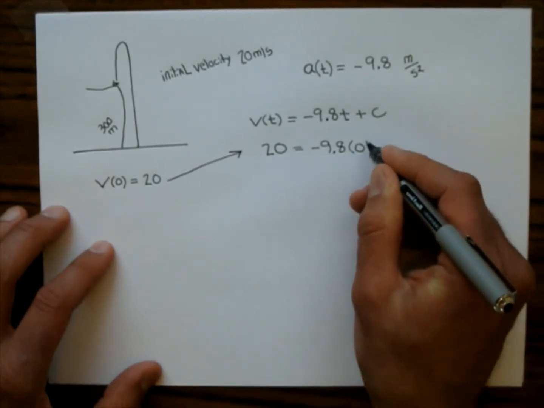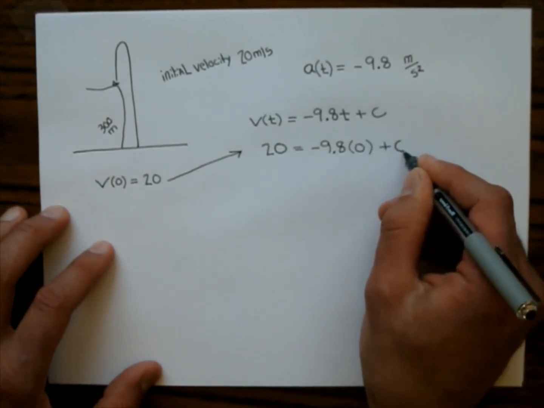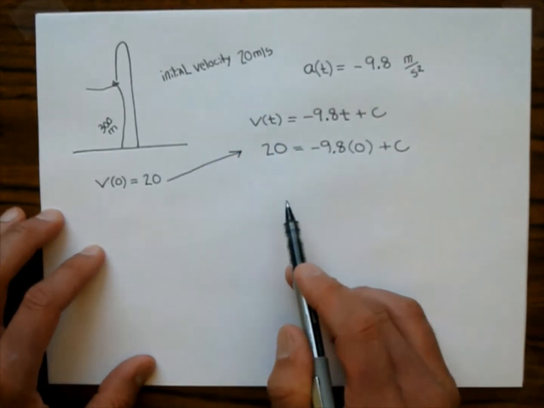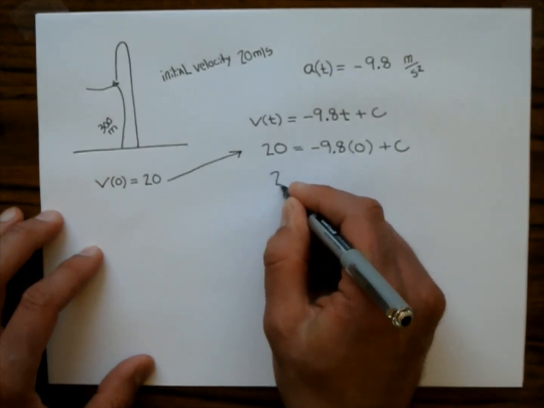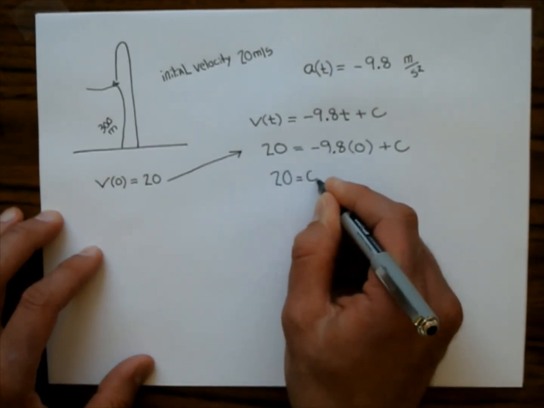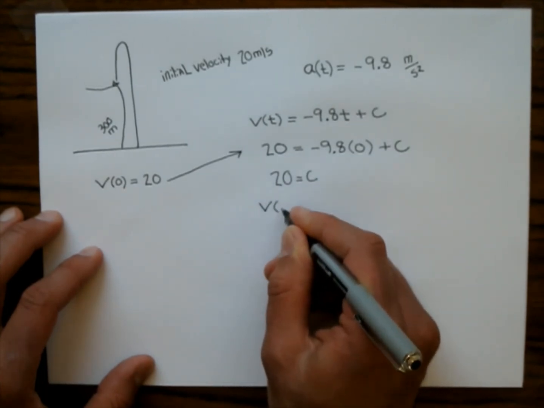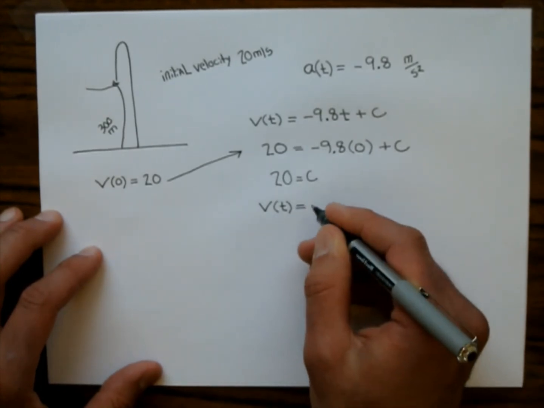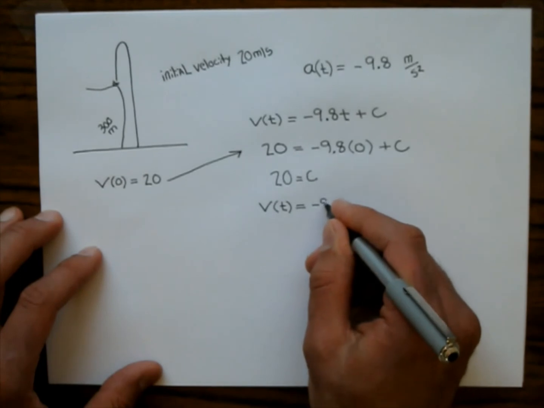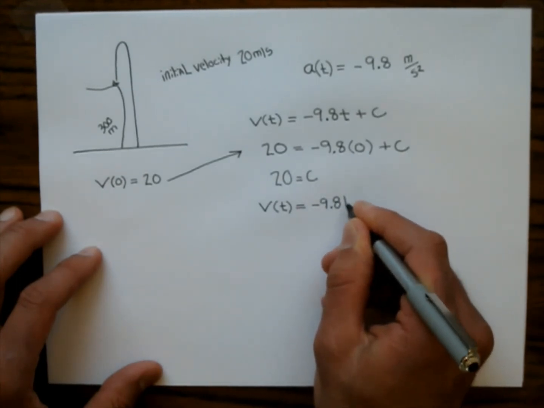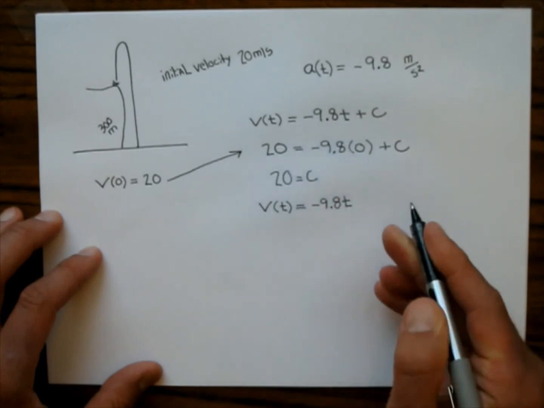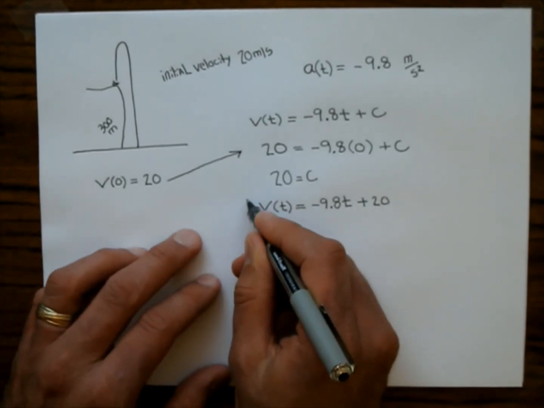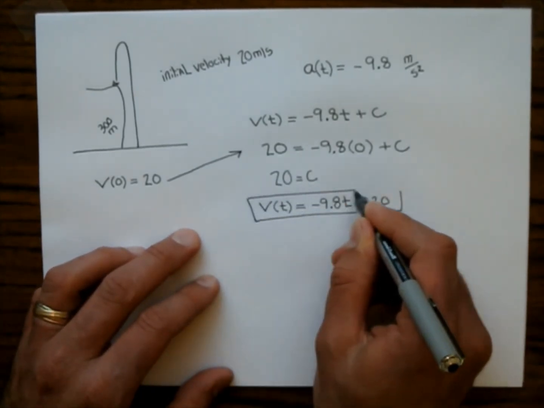Now when people do a lot of these, they already know, they skip some steps and they can write down the velocity function when they actually look at what the initial velocity is. Well, in any case, you get 20 equals the constant. And so the velocity of the object for all relevant times equals negative 9.8 t. So I'm rewriting this one up here. Plus c. So plus 20. So this answers part A.